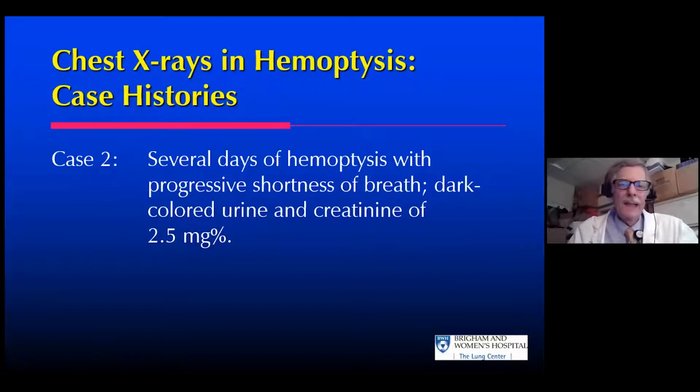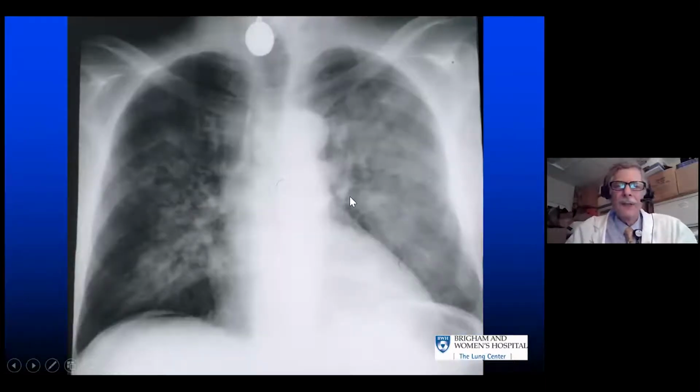Okay, check second x-ray of 4. This is a history of several days of hemoptysis with progressive shortness of breath and dark colored urine and a creatinine of 2.5 milligrams percent. So you're starting to think pulmonary and renal disease. And here's another striking x-ray abnormality that's going to guide our evaluation of hemoptysis.